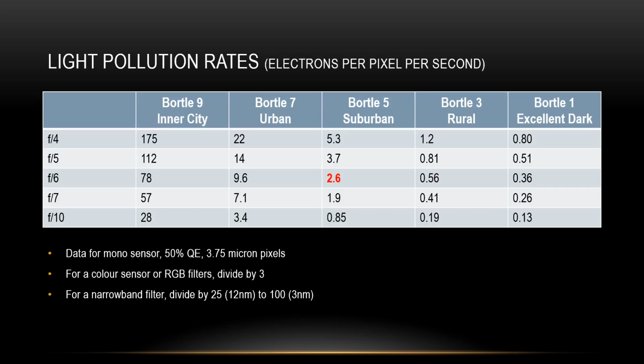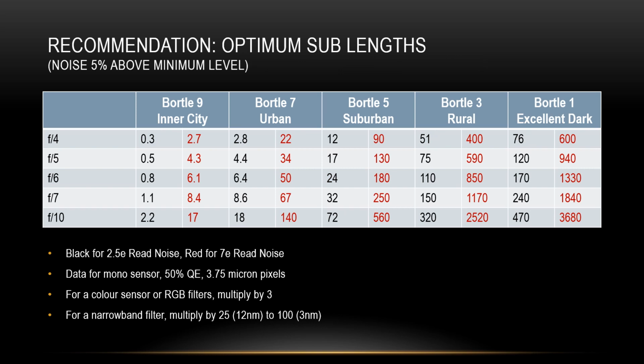We'd also looked at some typical light pollution rates for different types of sky, from an inner city sky through to an excellent dark site, and different scope focal ratios. Using our formula, we could then convert these light pollution rates into recommended sub-exposure times. And we came up with two sets of sub-exposure times, one for a typical CMOS type camera where we assumed a 2.5 electron read noise, and one for a typical CCD light camera where we assumed a 7 electron read noise.